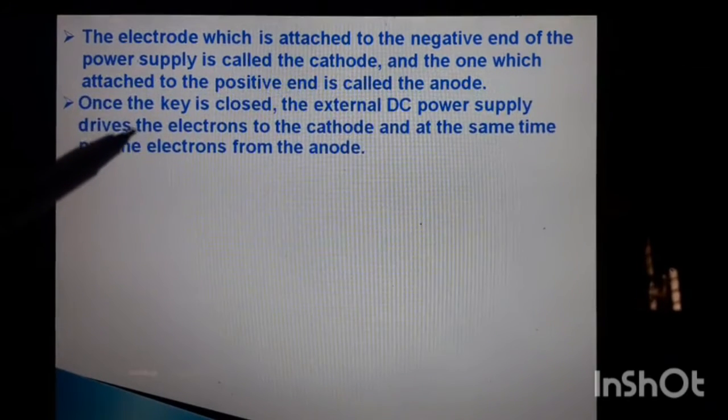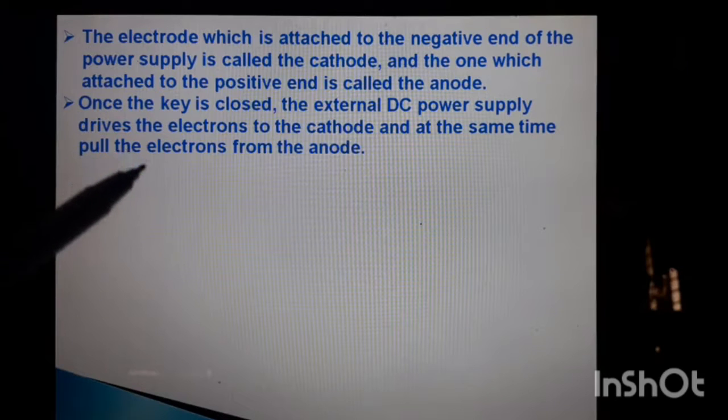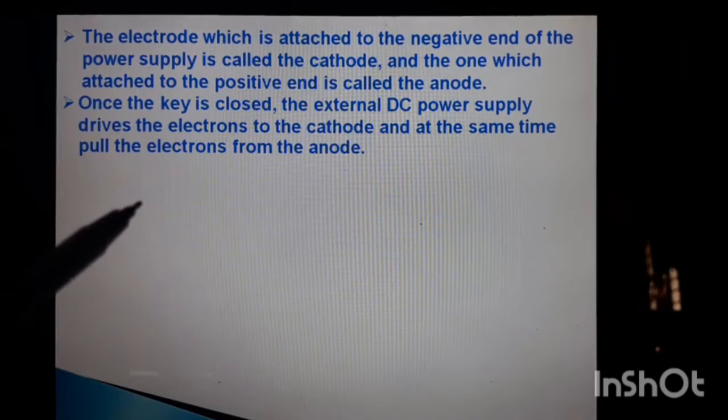Next, once the key is closed, the external DC power supply drives the electrons to the cathode, at the same time pulling the electrons from the anode. This is the process in electrolysis. The electrons move from the anode to the cathode through the external DC power supply. This is the basis of electrolysis.